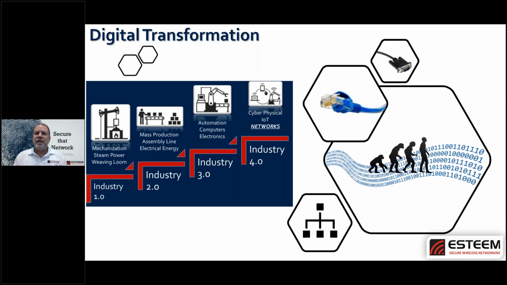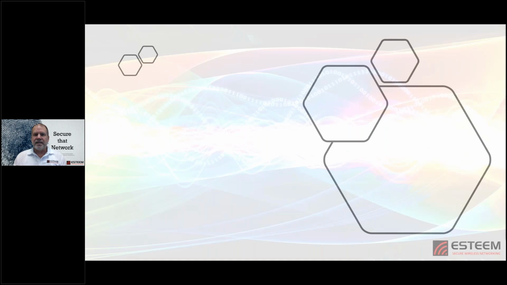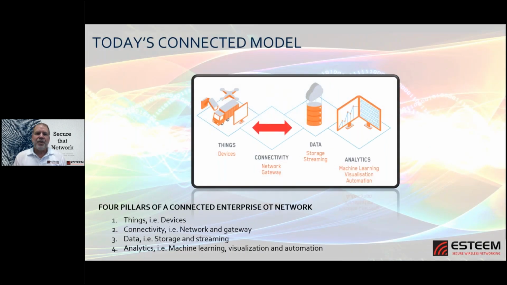So we look at what that connected model looks like today. We've got things out in the field. These are your devices, your PLCs, your end pieces that are out for, say, the remote assets. Then we've got to have connectivity so that we can get that data. Whether we're going to store that or stream that, ultimately what we're trying to do is get it to the area over on the far right side where we can analyze it and act upon that data.